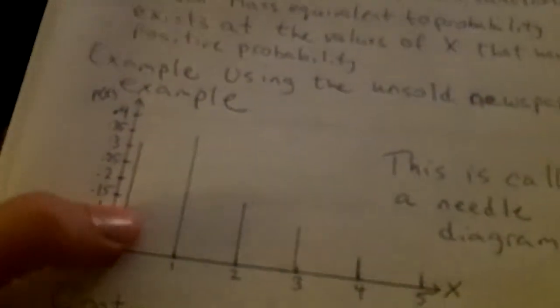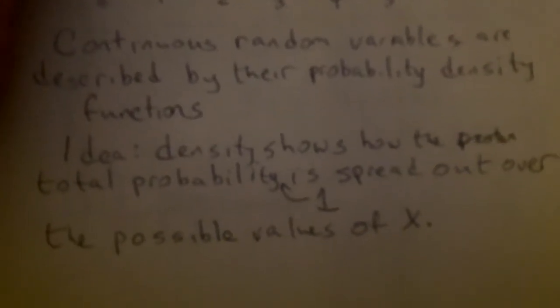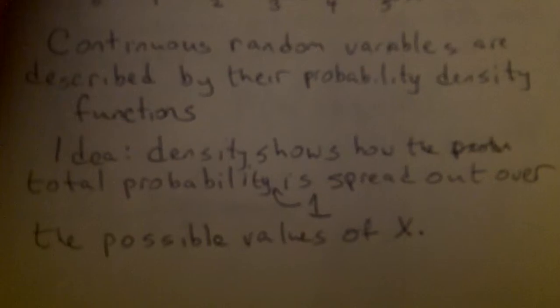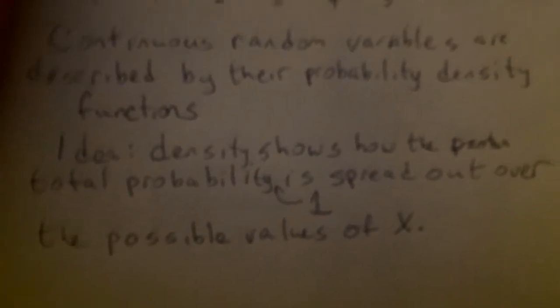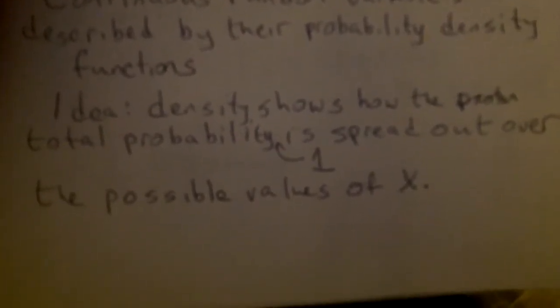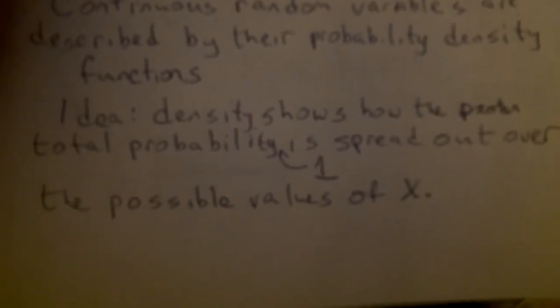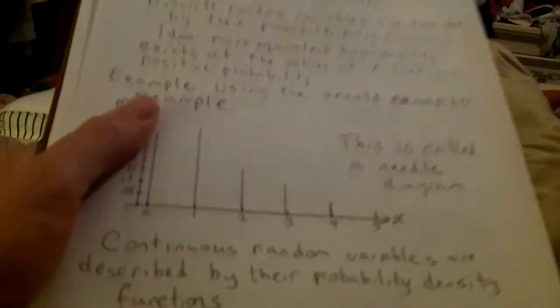In the case of a continuous random variable, they're described by something called a probability density function instead of a mass function. You'll remember the term density from earlier on in the semester. It relates here too, and the idea is that the density shows how the total probability of 1 is spread out over the possible values of x.